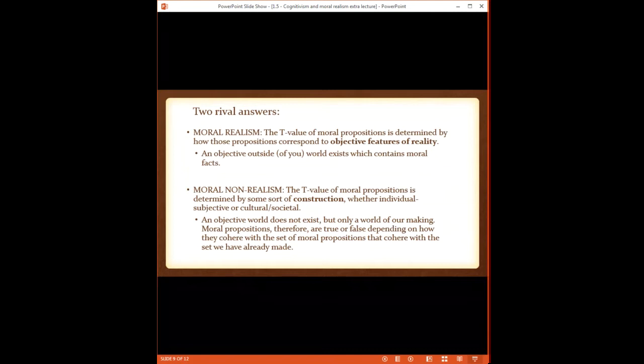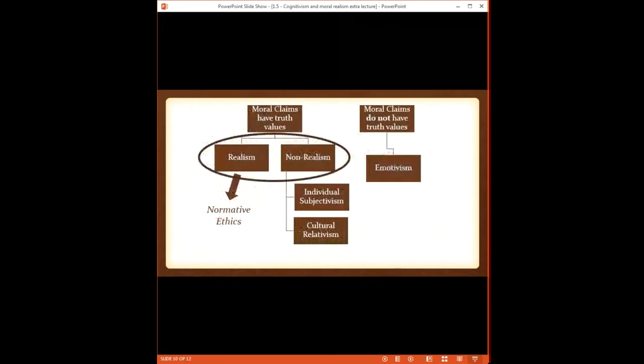You've got two things here. So really, the way to think about it is that moral realism tends to think about truth in the correspondence way, and non-realists tend to think about truth more in the coherence way, right? And here's where they are on the slides here.